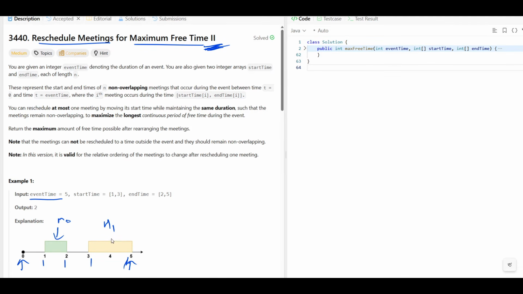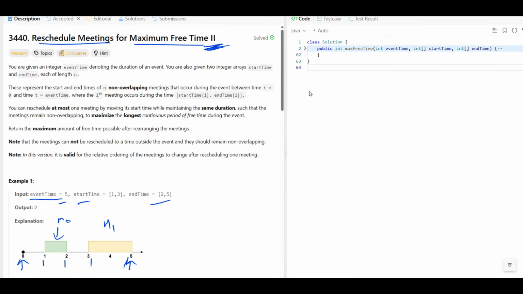So now we are allowed to reschedule one meeting, just one, and the idea is to maximize the longest gap where there are no meetings. That's your free time. Okay, so let's understand this with an example. Let's say the event time we have been given is 5, start times are 1 and 3, and end times are 2 and 5, right?